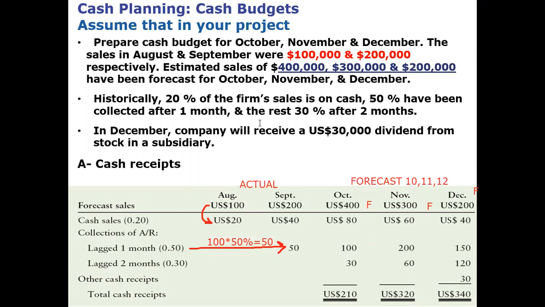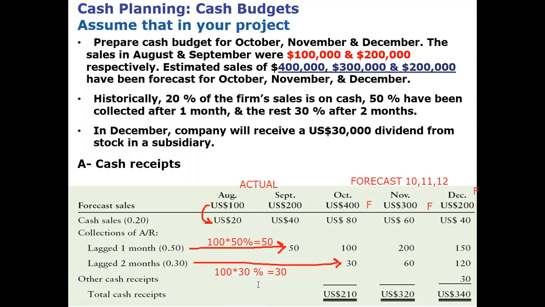Okay. What else is left? Of the 100, I just received 50, and I just received 20. Then what is left for me? He said that the last 30% you are going to receive after 2 months. After 2 months, you are going to receive the last payment, which is the 100 times the 30%, and this will give me the 30. So this is basically the payment terms.